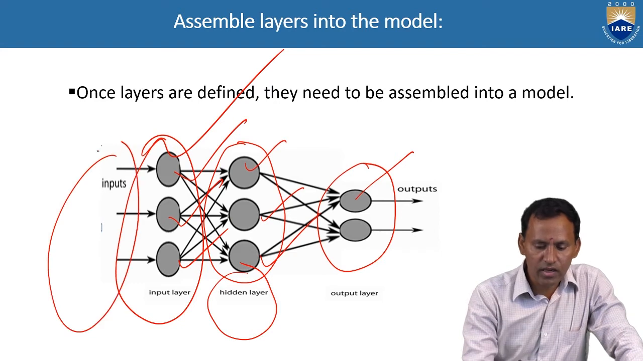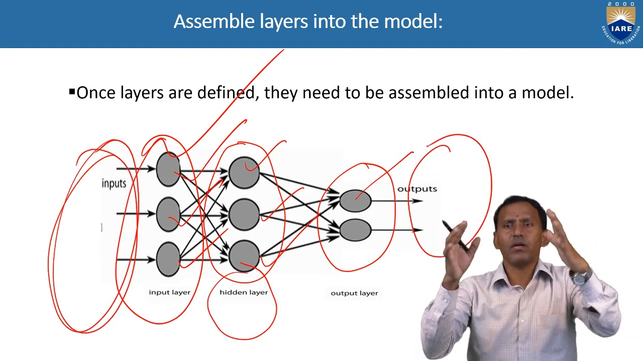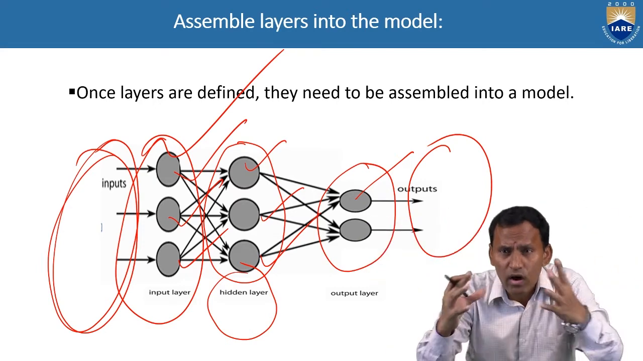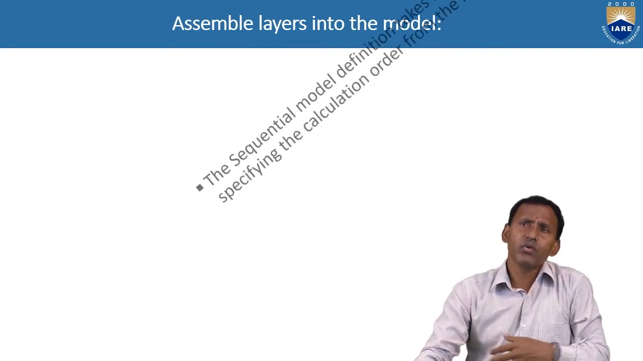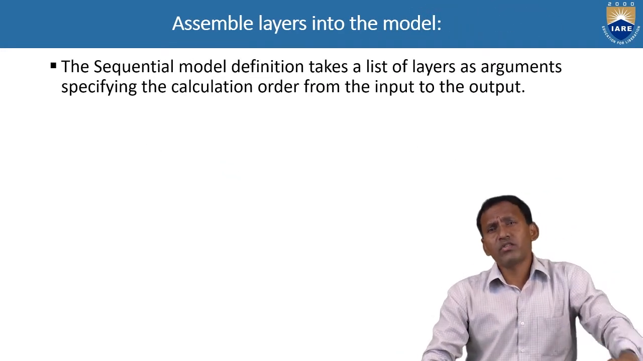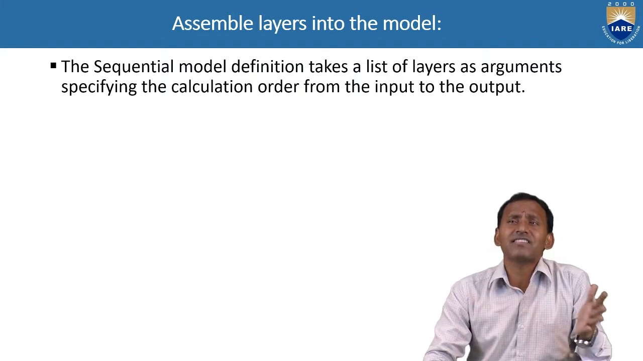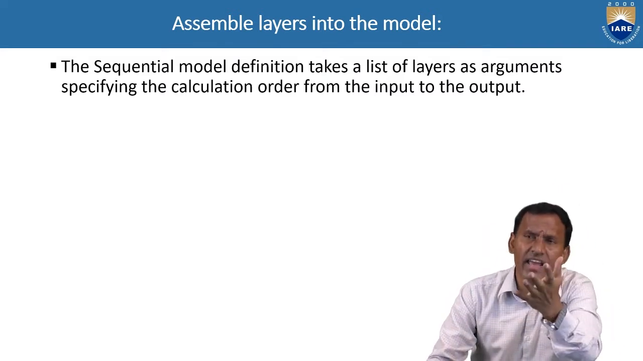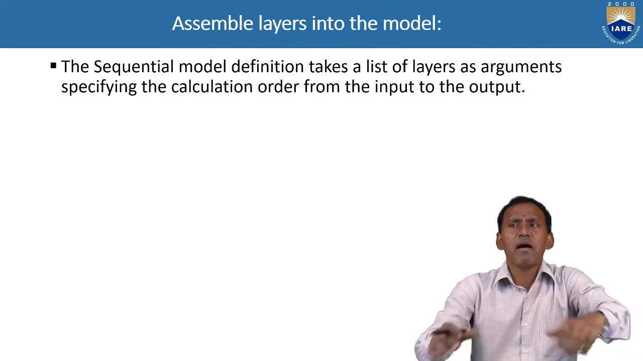So output we are giving here, inputs we are giving here, and we are getting the result. After creating layers along with the neurons, then we have to assemble it. Now how to assemble here? In Python, by using the sequential method, we can assemble it. The sequential model definition takes a list of layers as an argument, and it will combine it.